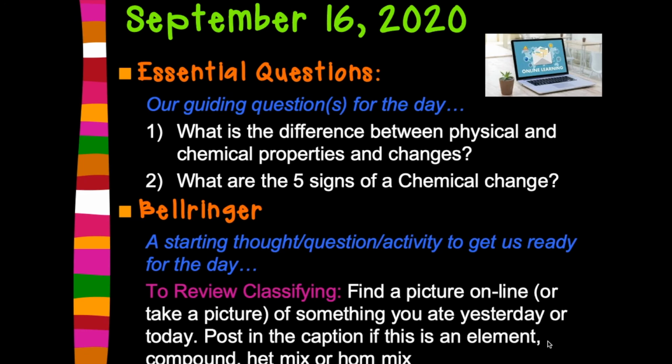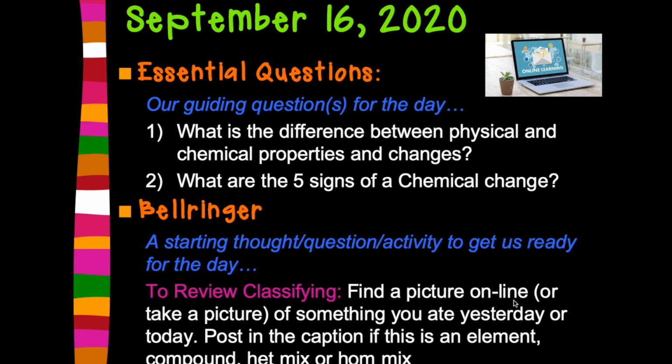So what I want you to do is to review the classifying information. I want you to find a picture online, or you could take a picture of something you ate yesterday or today. And I want you to post that in the food classifying media album in the September 16th folder. And when you post the picture, post a caption to state, is this an element, a compound, a het mix, or a home mix?